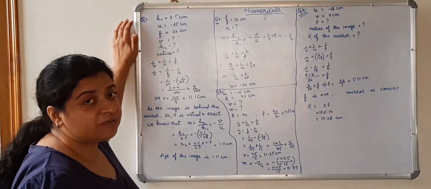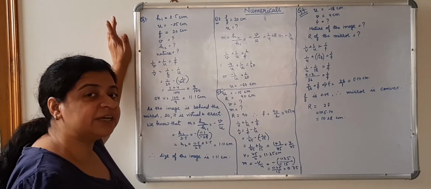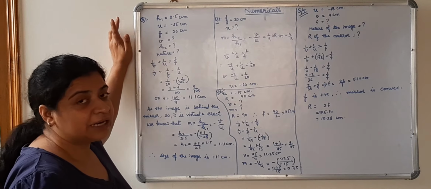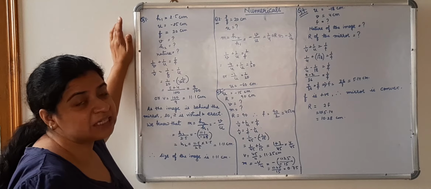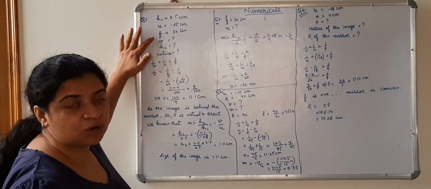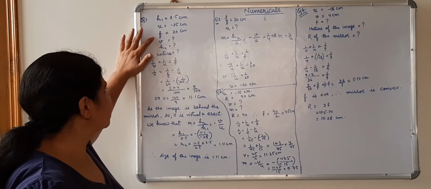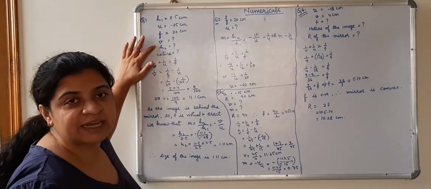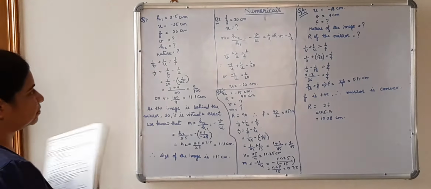And in case of a convex mirror, just try to relate it with the table. The images are formed always on the right hand side of the mirror, that is behind the mirror. So in this case, the focal length will be positive. I have not put a minus sign with the focal length, that is f is equal to 20 centimeter. We need to find the nature, position and size of the image formed.